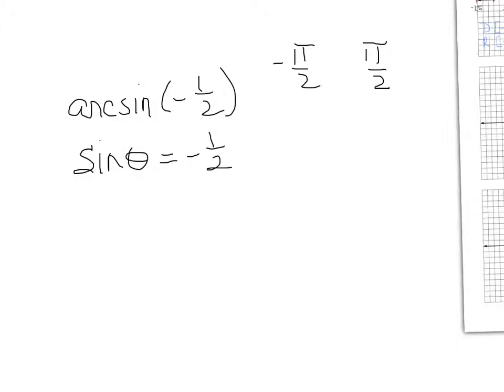What angle between -pi/2 and pi/2 has a value of -1/2? Now your answer is going to be between -pi/2 and pi/2. Think about it, it's between here and here. So if it's in quadrant 1, it's a positive angle. If it's in quadrant 4, it's a negative angle. Okay, so first of all, what angle has a sine of 1/2?